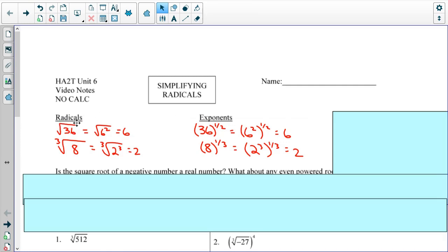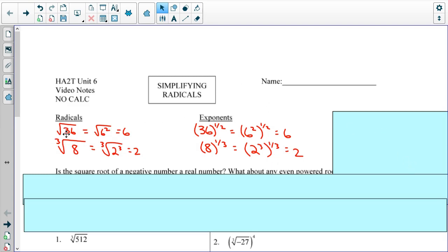So for example, the square root of 36 is really the same thing as 36 to the 1/2 power. And the cube root of 8 is really the same thing as 8 to the 1/3 power. Now, we're not going to talk about this too much anymore until the next chapter or a couple chapters next semester, but we want to be aware that radicals are really just a reorienting of exponents so that now we can have fractional exponents as things.